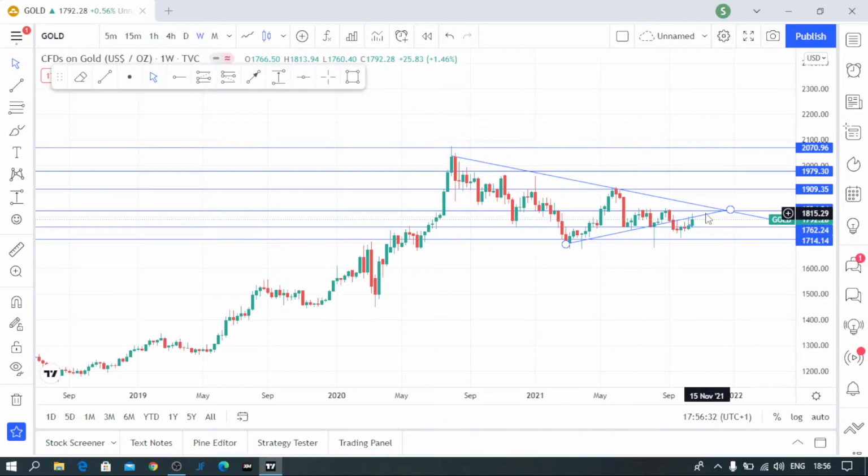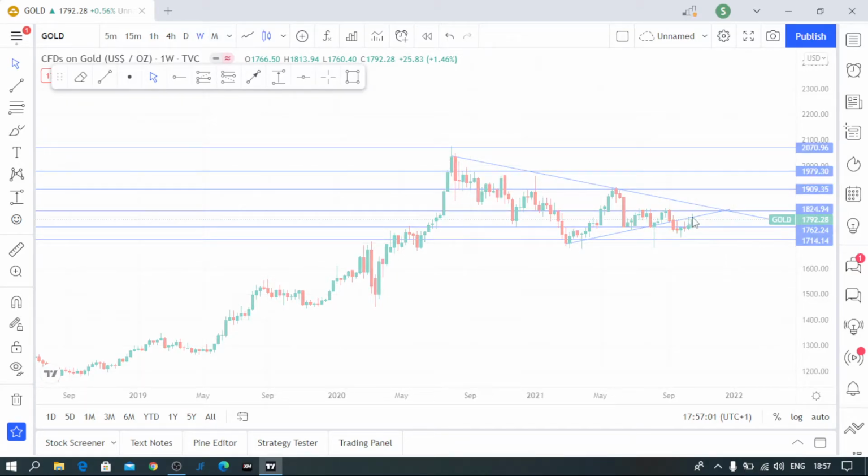Let's go to the smaller time frames, because when we see this, we could expect the market to open, go down to come around here to retest this level before going up, or the market will just go up. But let's see what we see on the daily time frame, because the daily time frame will give us a clearer picture of what is happening around this point here.